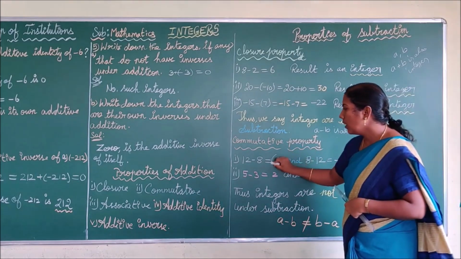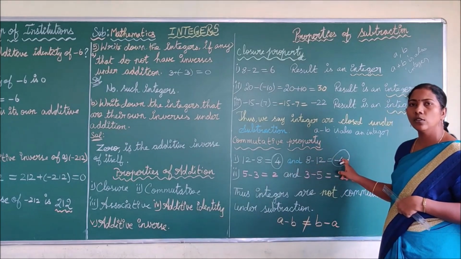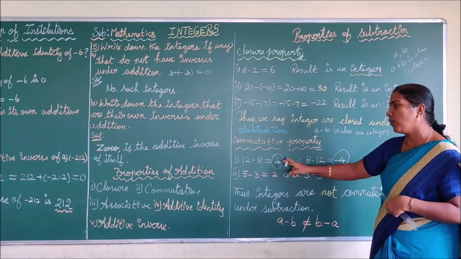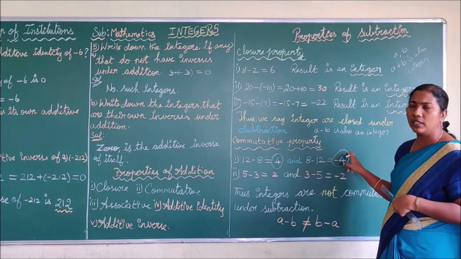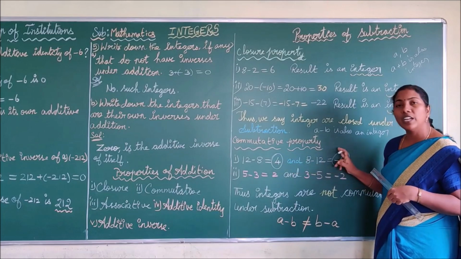See, children, this is plus 4. This is minus 4. Both are same, children? No, they are not the same number. This is a positive number, this is a negative number. Thus, if we change the order of the elements of subtraction, we get different answers.